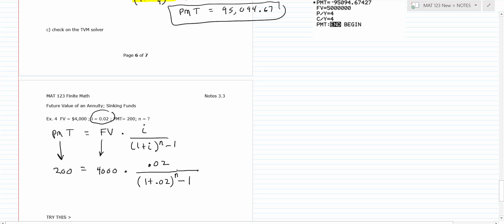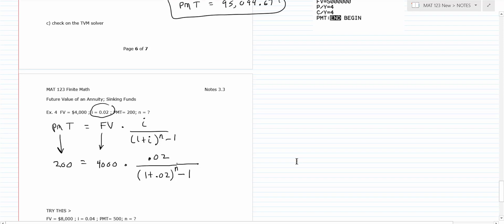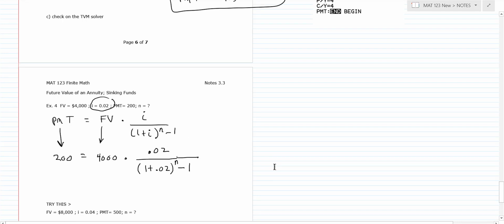I'm not going to solve this by hand. You would have to use logarithms. I've given you enough information to teach you how to do that, but we're just going to go straight to the TVM and do it this way in just a minute here. Okay, so what you would want to go ahead and do here, let's see, this one didn't say anything about compounding.